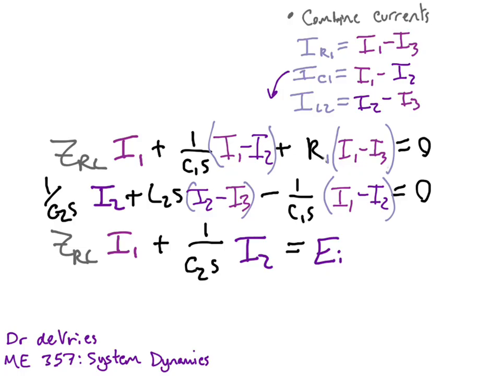We have four dynamic variables, so our input variable as well as the three currents, and three equations. That's all we need to find our transfer function. The rest is algebra, and it gets a little bit painful.